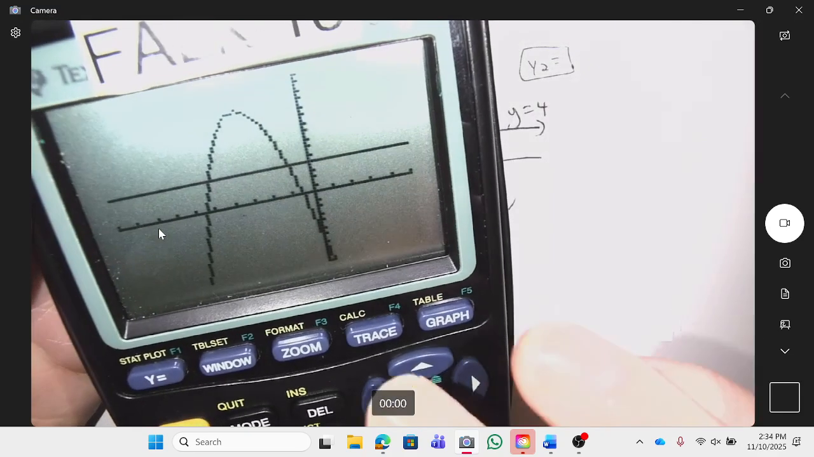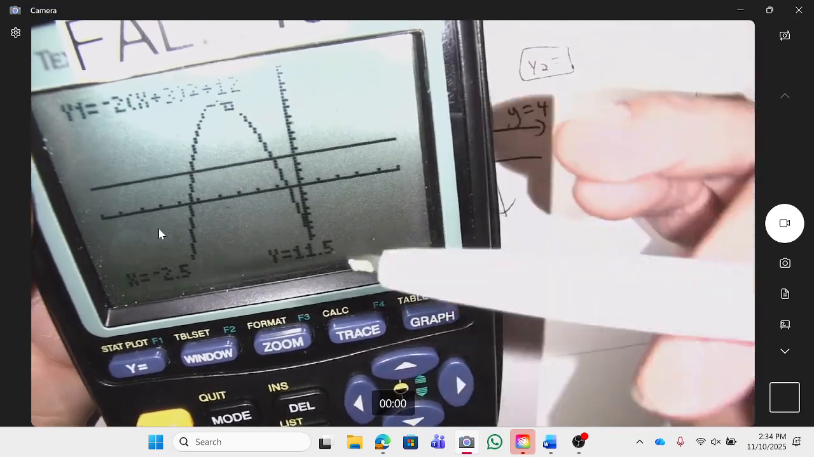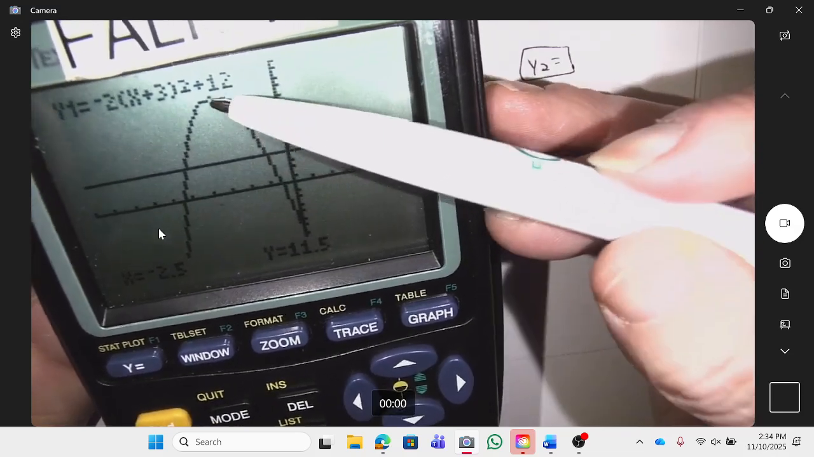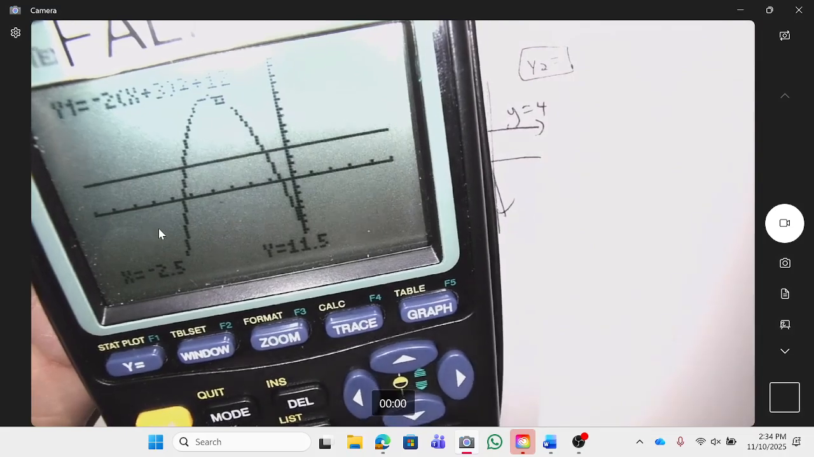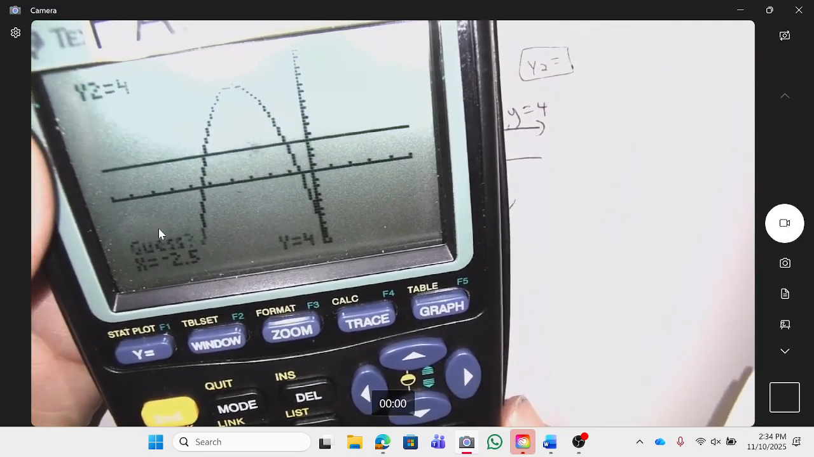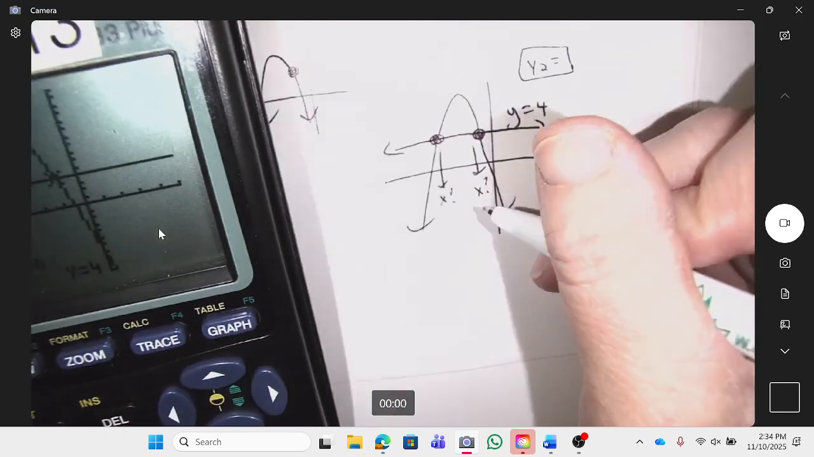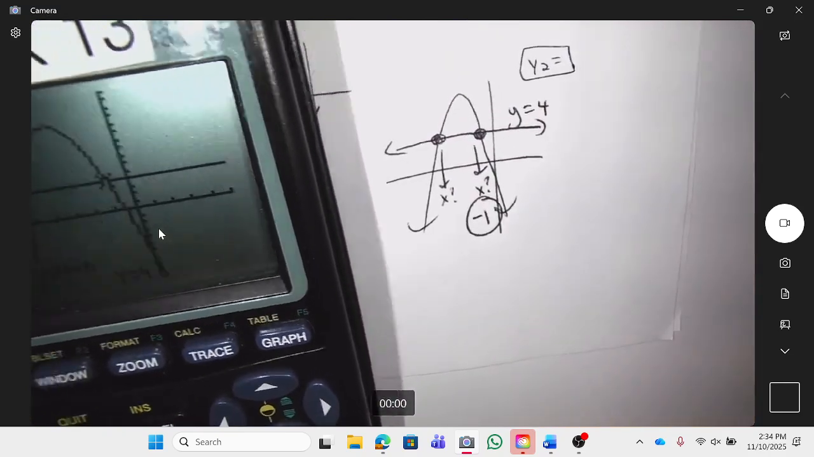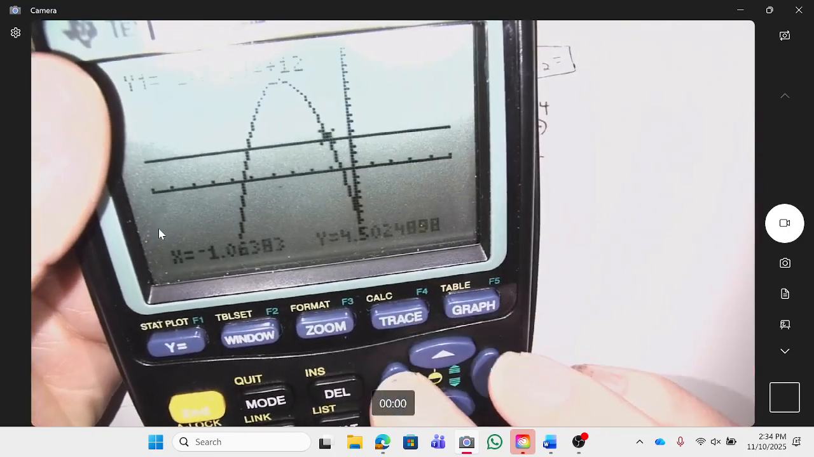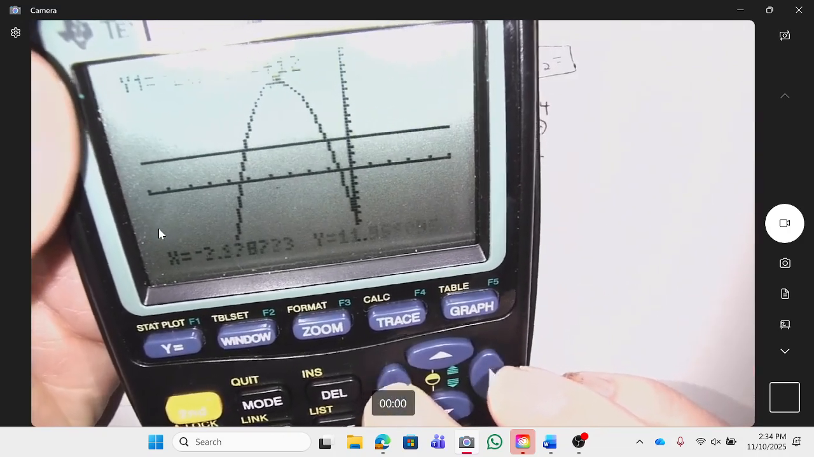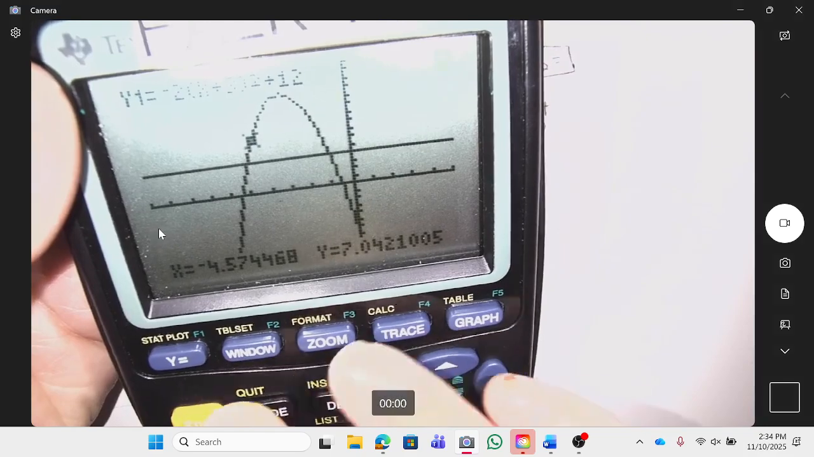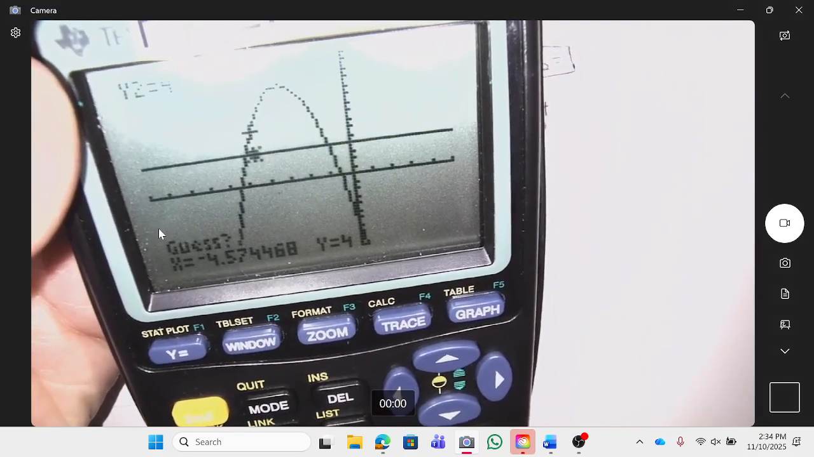So you're finding some kind of intersection. Okay? So when you look at your mouse, right now when I do my intersection, my mouse is going to this one because it's closer to that one than that one. So just before you do it, make sure you move your mouse. Intersection, enter, enter, enter. Okay, before I try the intersection, I'm going to trace and move my mouse. Okay, it will go to the intersection it's closest to.